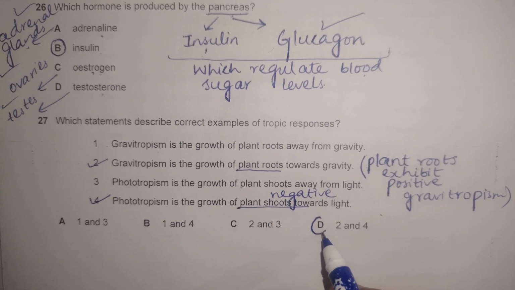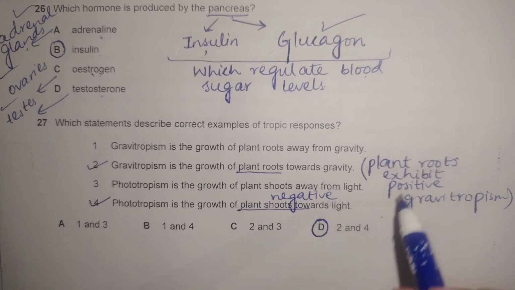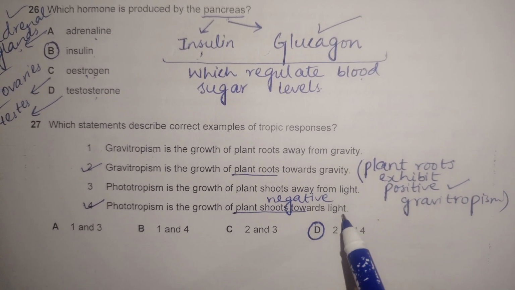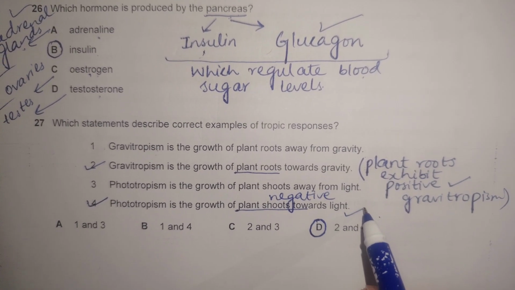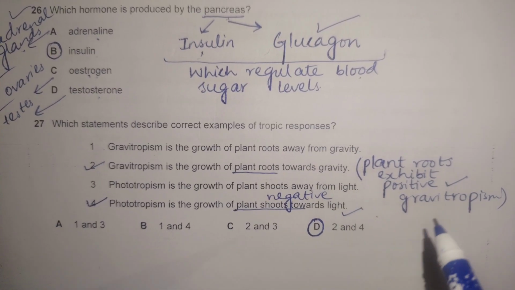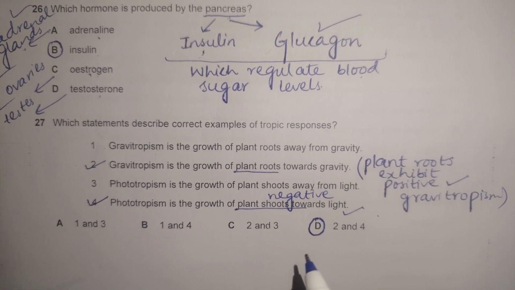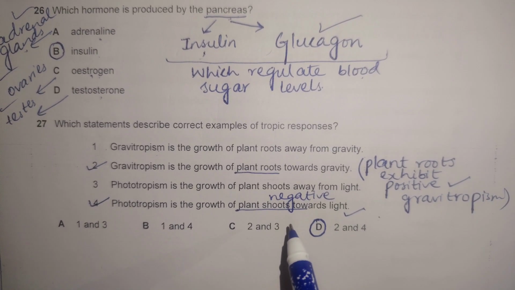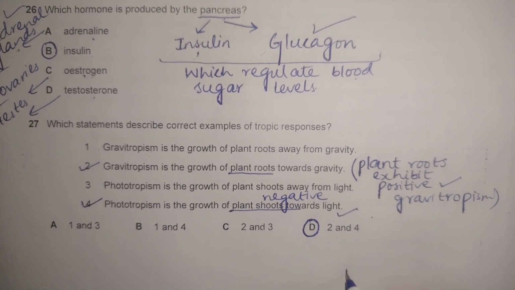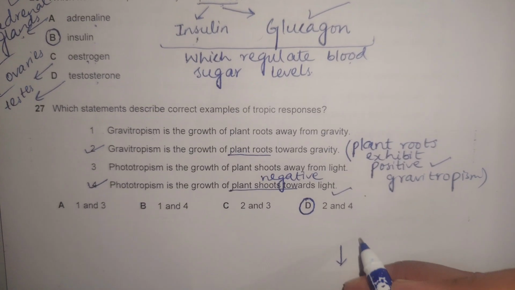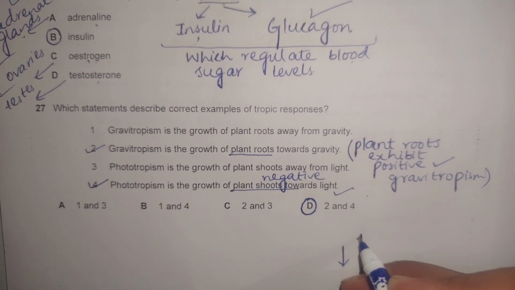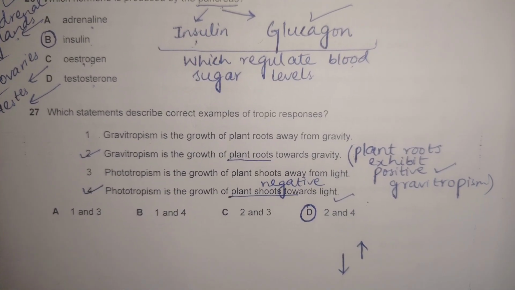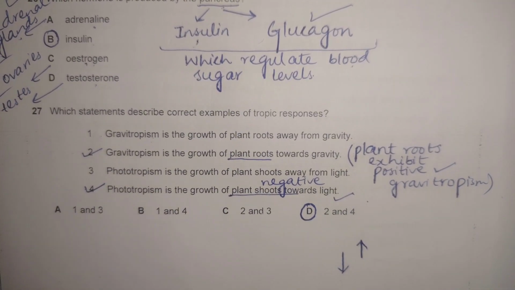D is the correct answer. You must know the concept of positive gravitropism and negative gravitropism. Negative gravitropism means that shoots grow away from gravity, upward, while positive gravitropism is growth towards gravity. All right, I hope you have understood the concept. Let's move to the next question.